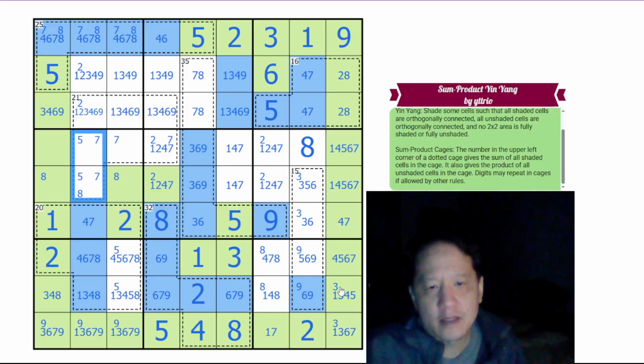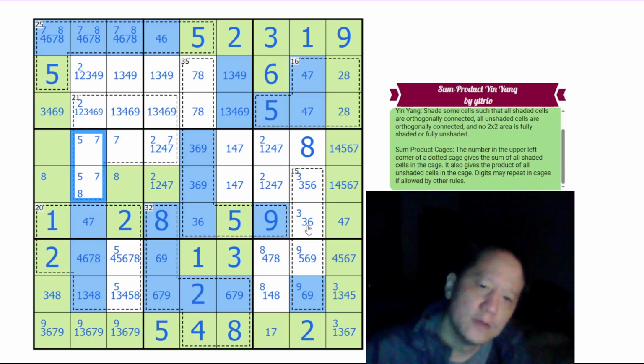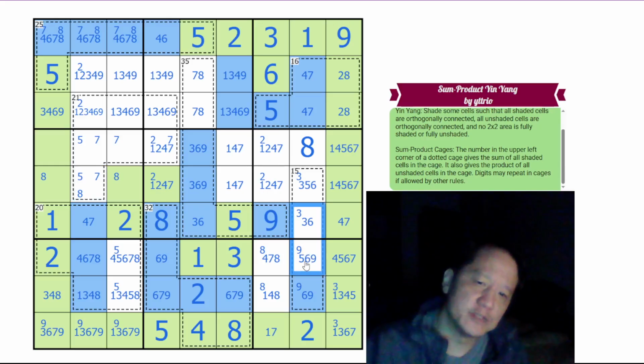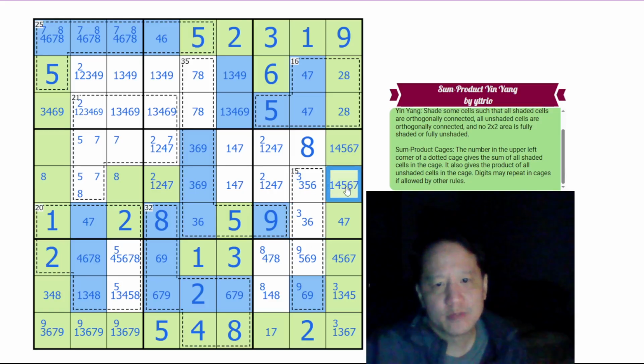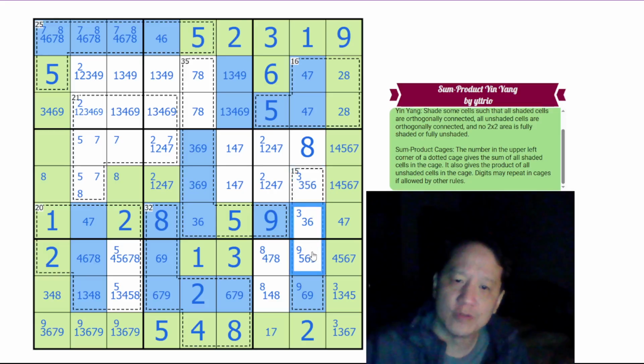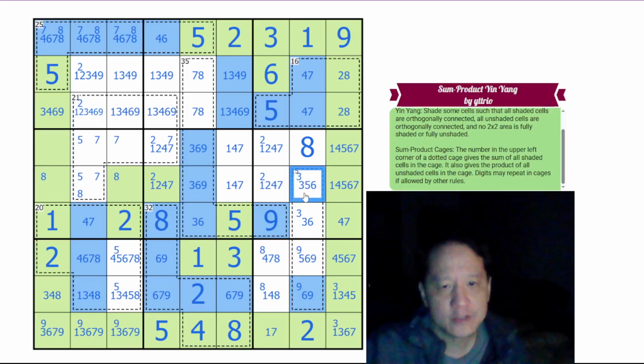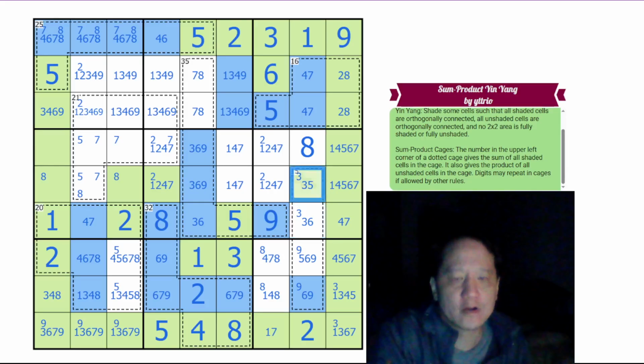Oh, this can't. Okay, so one of these must be blue, and one of these must be blue, because otherwise you have a 2 by 2 box in one of those areas be blue. If you had only one blue here, both of these would have to be green. So this can never be blue. This is green, which makes this 3 or 5 here.